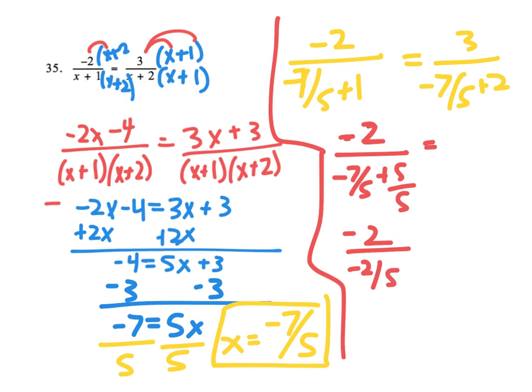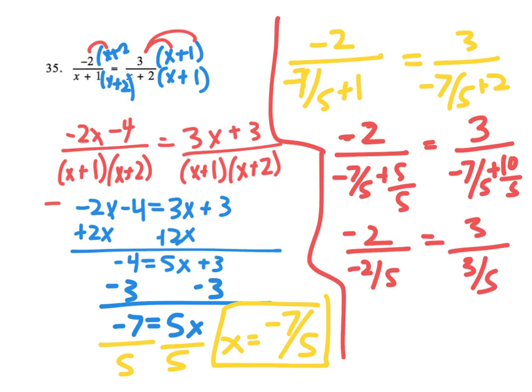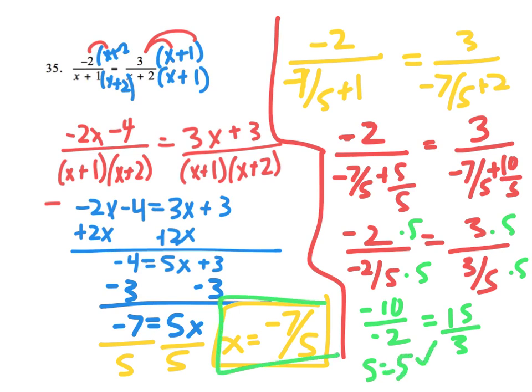On the other side, we would have 3 over -7 over 5 plus 10 over 5. 3 over, what's that going to be, 3/5? Let's multiply the top and bottom by 5 just to get rid of it. So we would have negative 10 over 2 equals 15 over 3. If I divide both of those, we get 5 equals 5, which is great. My answer works. It's all fabulous.